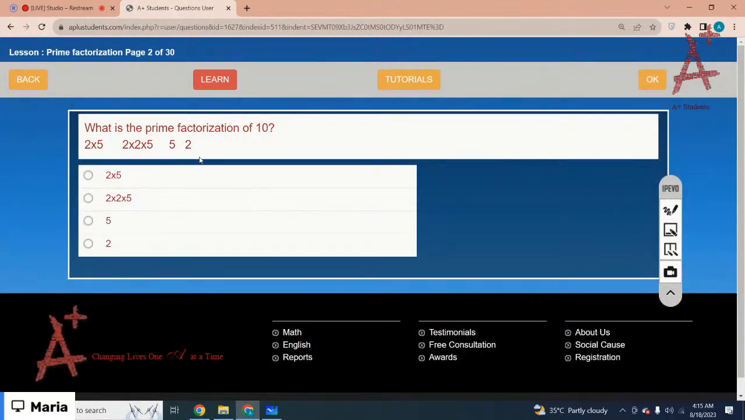What is the prime factorization of 10? That's the one we just did on the board. So which is the correct option? You have the options: 2 times 5, 2 times 2 times 5, 5 and 2. Which two numbers make 10? 5 times 2, right? It may be more than two numbers, but all the numbers must be prime. When you multiply them, they make 10. So the only numbers that when multiplied make 10 are 2 times 5, right?